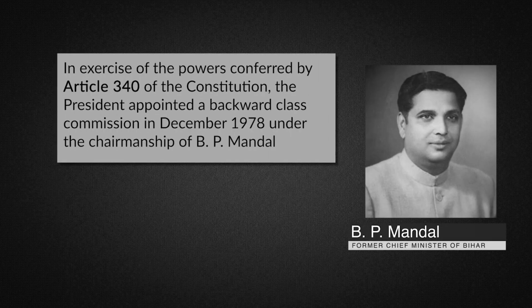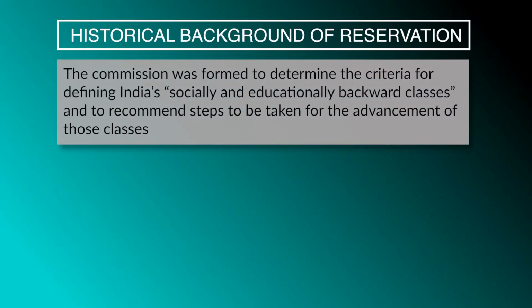In the exercise of the powers conferred by Article 340 of the Constitution, the President appointed a Backward Classes Commission in December 1978 under the chairmanship of B.P. Mandal. The commission was formed to determine the criteria for defining India's socially and educationally backward classes and to recommend steps to be taken for the advancement of those classes.